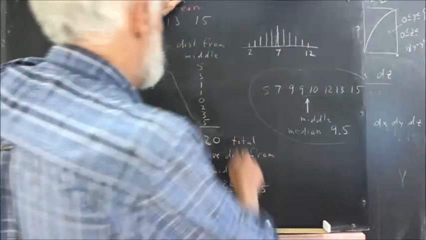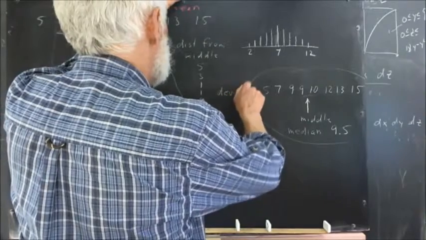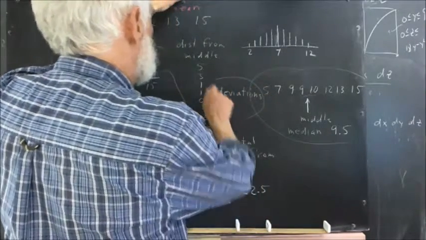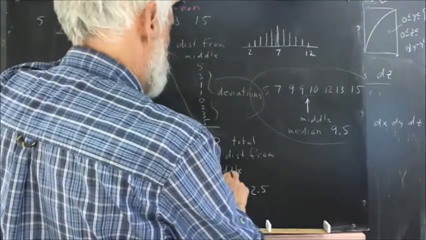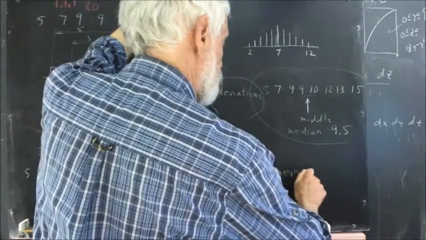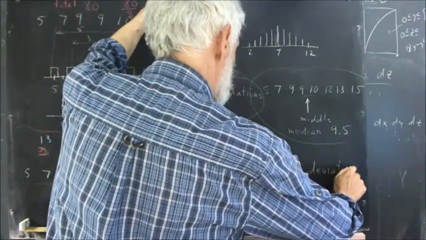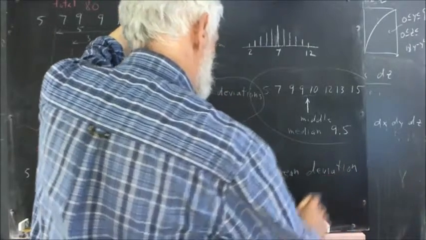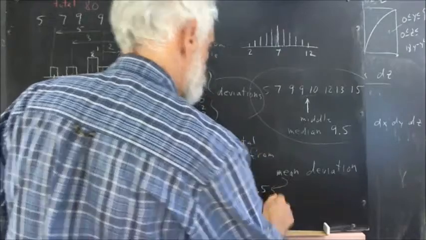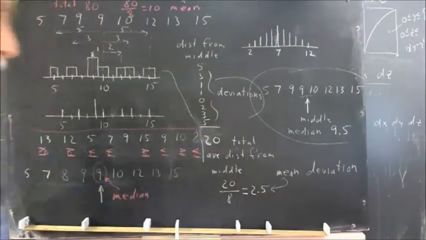Just a little bit of terminology. These distances here are deviations. So that what we have here is the mean deviation. And that's kind of an important bit of terminology.